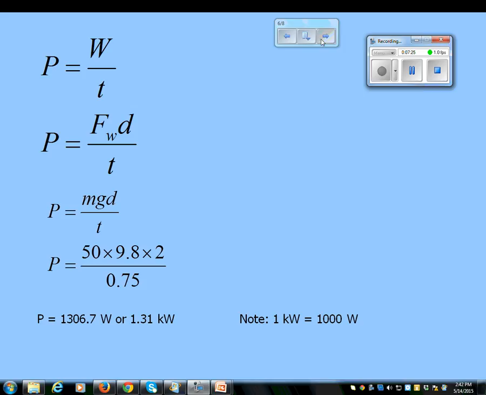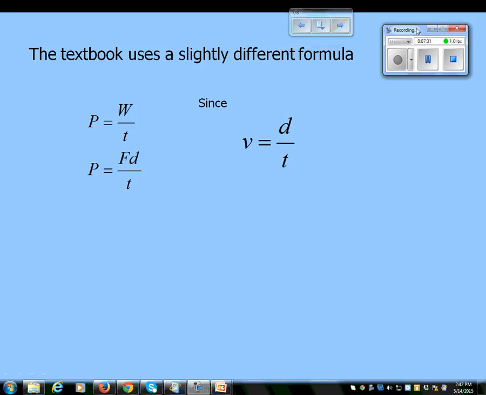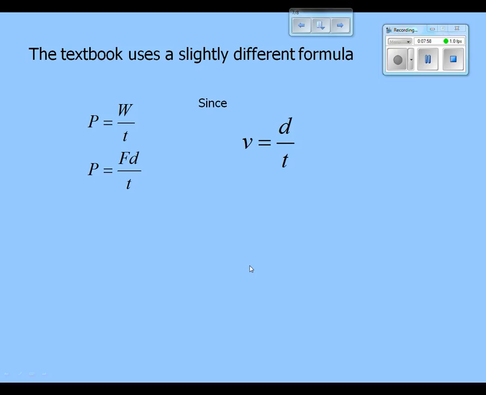Too late. The textbook uses a slightly different formula that I want to introduce to you as well, so I'm doing a little bit of formula derivation here. It's not that hard, one of the easier ones. P equals W over T. We just saw that work is F times D. So I've got power equals F D over T. But what is D over T equal to? Right from grade 10, you know that D over T is velocity. So I'm going to replace that D over T with a V. And what am I going to end up with? Power equals force times velocity.